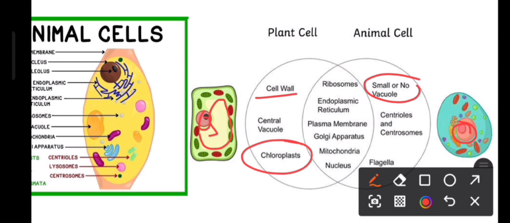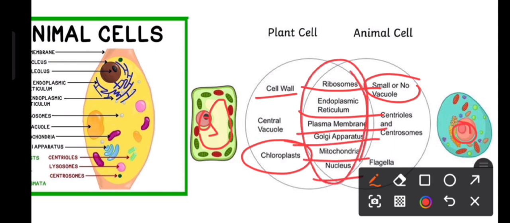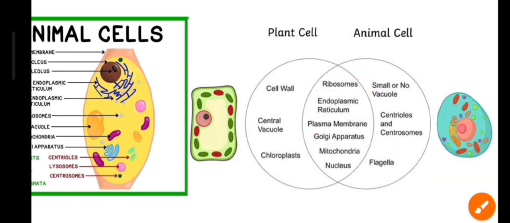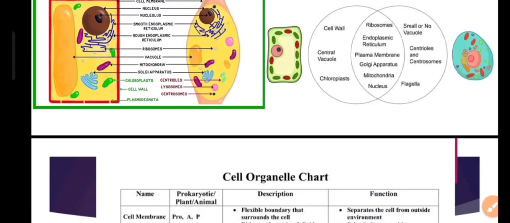The cell organelles present in both plants and animals are ribosomes, endoplasmic reticulum, plasma membrane, Golgi bodies, mitochondria, and nucleus. Vacuoles are absent in the animal cell or less in number. Centrioles and centrosomes are present in the animal cell but absent in the plant cell. Chloroplast is present in the plant cell, but in the animal cell we can't notice any chloroplast. This is about the difference between the plant cell and animal cell.